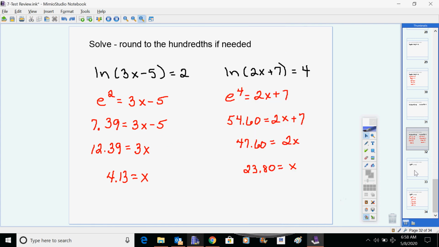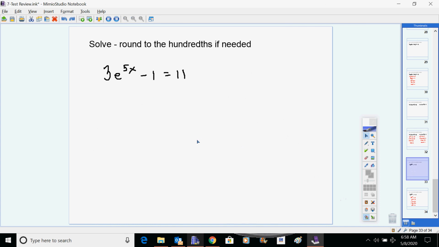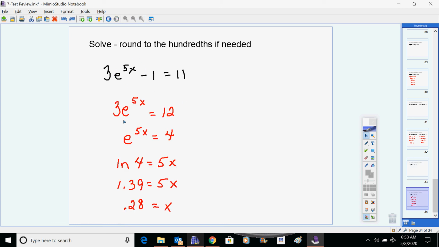Okay, that one's nice. And then here, once again, you're trying to isolate your e so that you can use natural logs. So think of it as one whole big giant variable to start with. So adding 1, dividing by 3, and then you're just doing the natural log base e. So natural log of 4 equals the exponent 5x. And then plug it in and get your answer.